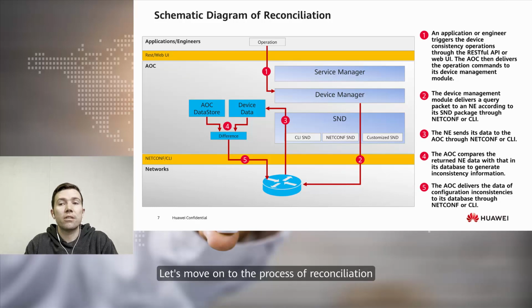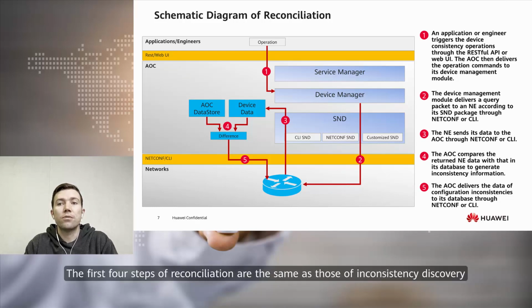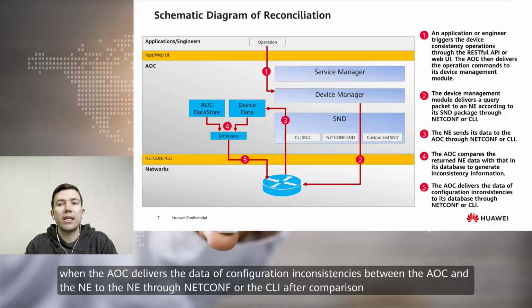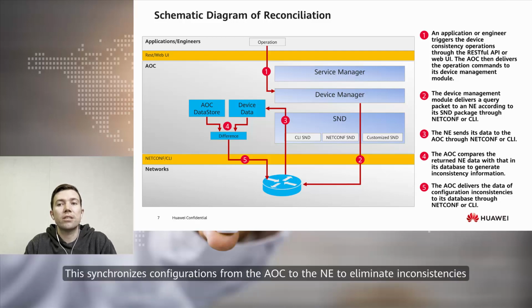Let's move on to the process of reconciliation. The first four steps of reconciliation are the same as those of inconsistency discovery. Once again, the difference is in the fifth step of reconciliation, where the AOC delivers the data of configuration inconsistencies between the AOC and the NE to the NE through netconf or the CLI after comparison. This synchronizes configuration from the AOC to the NE to eliminate inconsistencies.